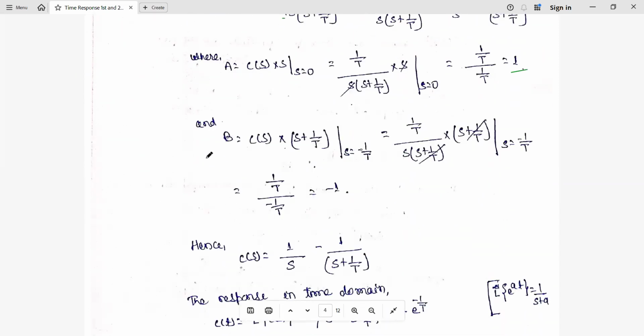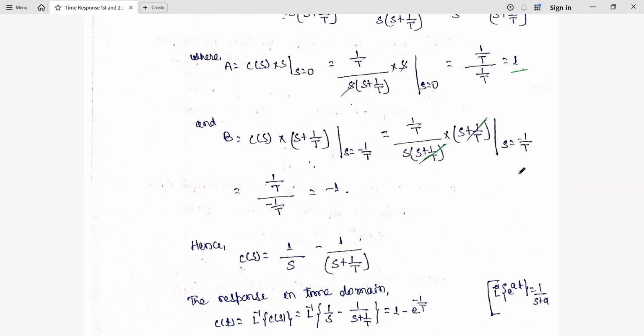Next we have to obtain the value of B. Similarly, how will we obtain the value of B? In the same way, you have to multiply by the denominator of B, that is s plus 1 by T, in this condition. Now we have to substitute s equal to minus 1 by T here. So this is cancelled here, and now we have 1 by T upon s, where s is minus 1 by T once you substitute this value, since s plus 1 by T equal to 0.